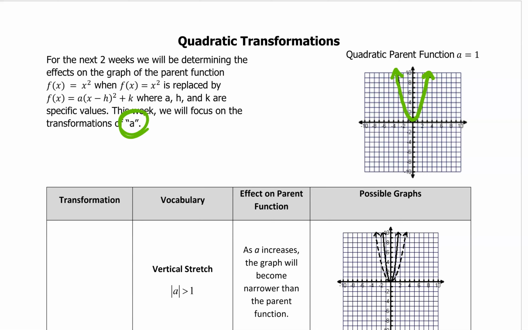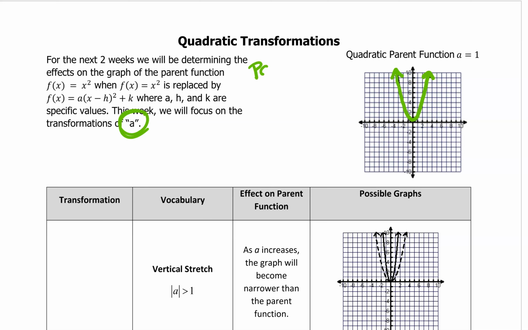And with this transformation, it's talking about changing the width of our quadratic. So it might get more narrow depending on the value of a, or it might get more wide, or it might be a reflection over the x-axis. That's what we're going to talk about today.